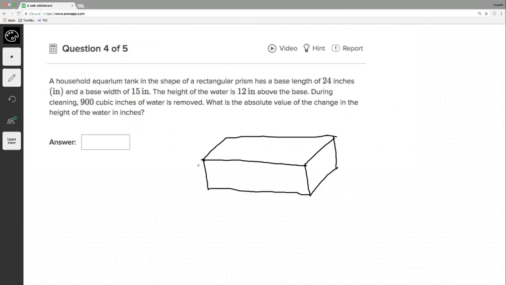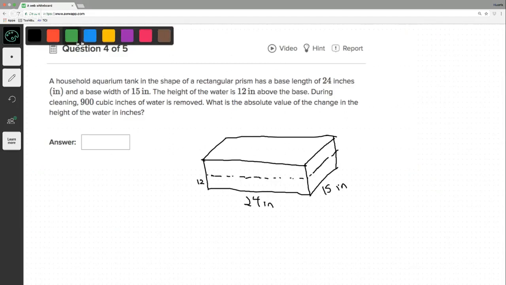And it has a rectangular prism, has a base length of 24 inches and a base width of 15 inches. The height of the water is 12 inches above the base. So let's just say there's some water in here. And this height is 12 inches. Let me just put a blue thing here so we can see. That height is 12. Okay.